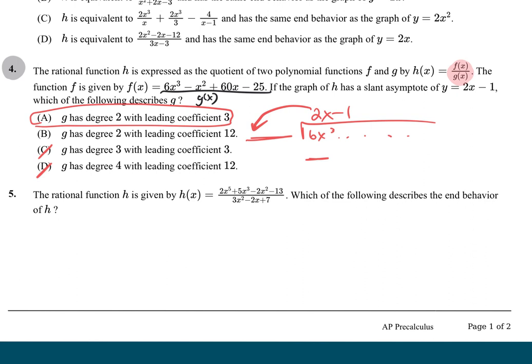So the quiz and also the test might ask you straight up, what is the slant asymptote? But then the AP level questions will be something like this, okay? Questions on that? Is the test going to be made up of AP level?